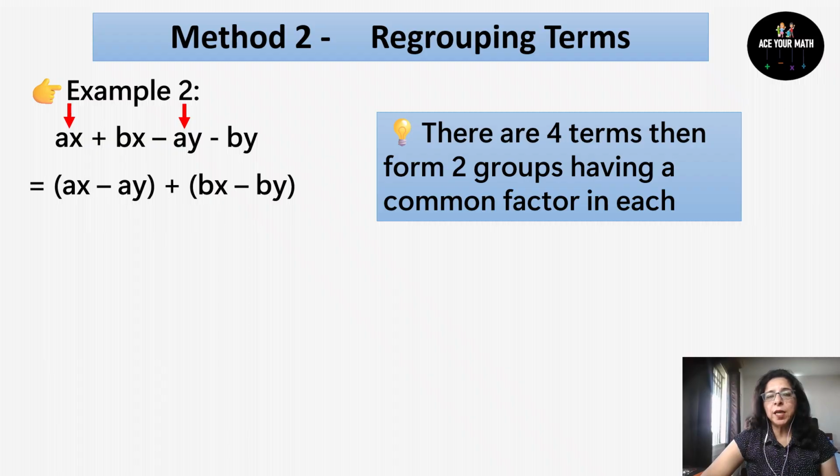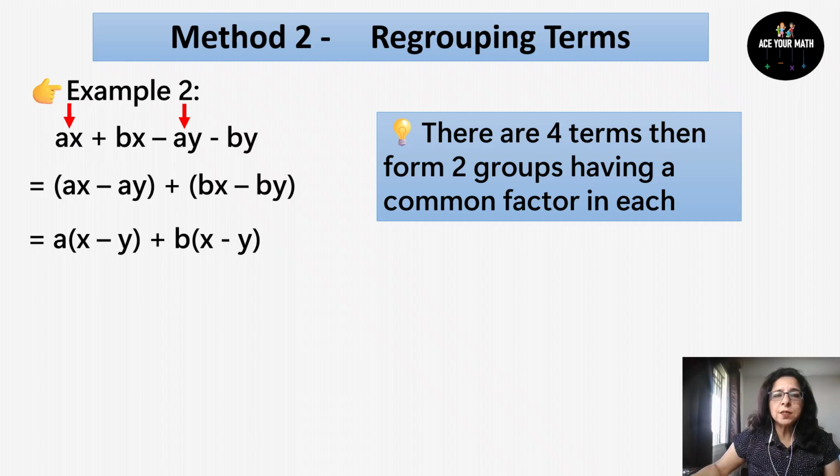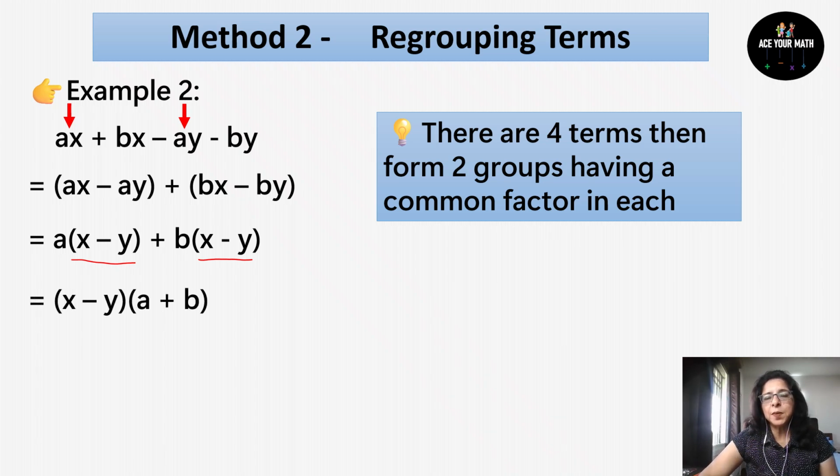In the first group, you will take a outside. So you will be left with x minus y inside the bracket. In the second group, if you take b outside, you will be left with x minus y in the second group. Now if you see here, x minus y is common in both. So you can take x minus y outside. Okay, so if you write x minus y outside, you will be left with a plus b inside.